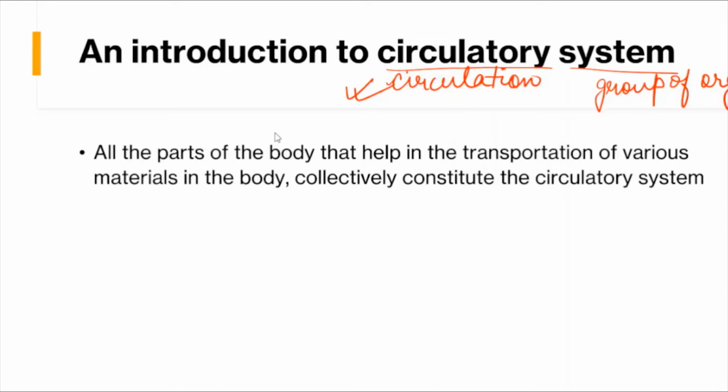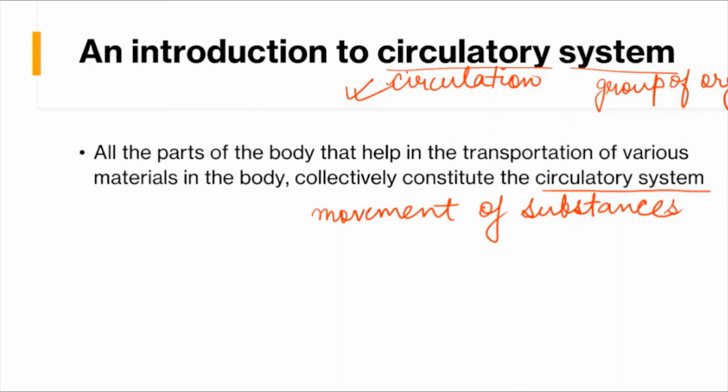If we look at the definition of circulatory system, then all the body parts that help in the transportation or movement of various substances in the body collectively constitute the circulatory system. मतलब बॉडी का वो हर एक पार्ट जो किसी भी तरह से किसी भी वे में मूवमेंट ऑफ सब्सटेंसेस को हेल्प कर रहा है या सपोर्ट कर रहा है या मूवमेंट ऑफ सब्सटेंसेस कर रहा है, तो वो क्या कहलाएगा? वो कहलाएगा पार्ट ऑफ द सर्कुलेटरी सिस्टम। और ऐसे बहुत सारे पार्ट्स मिलके क्या बनाएंगे? वो सारे मिलके बनाएंगे सर्कुलेटरी सिस्टम। Now I hope this is clear.